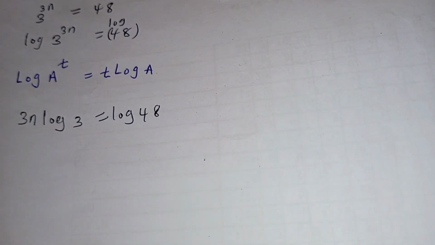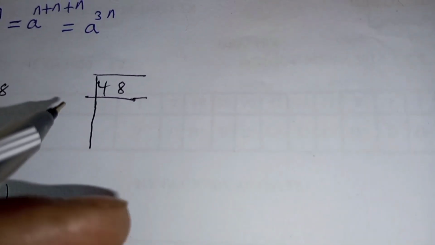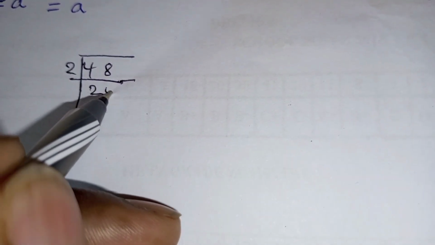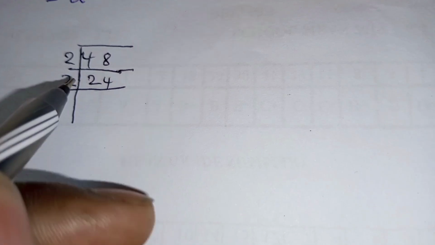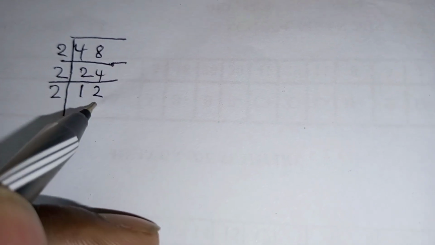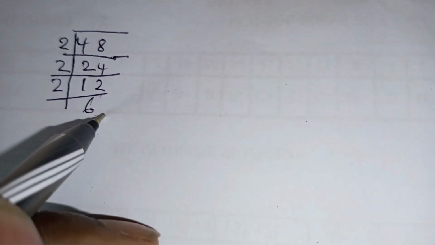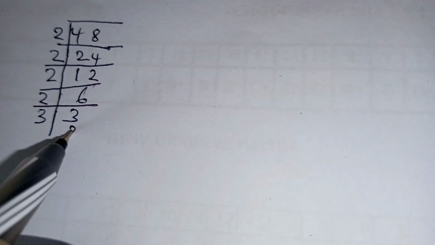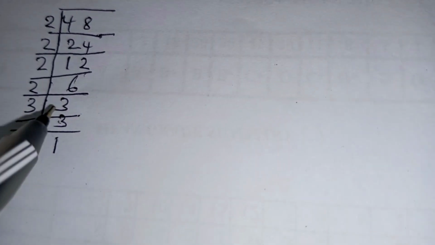Then you want to write the factors of 48. 48 can be divided by 2. 48 divided by 2 is 24. 24 is divisible by 2, and 24 divided by 2 is 12. Then we have 12 divided by 2 being equal to 6, and 6 is divisible by 2 being equal to 3. 3 is divisible by 3, and 3 divided by 3 is equal to 1.